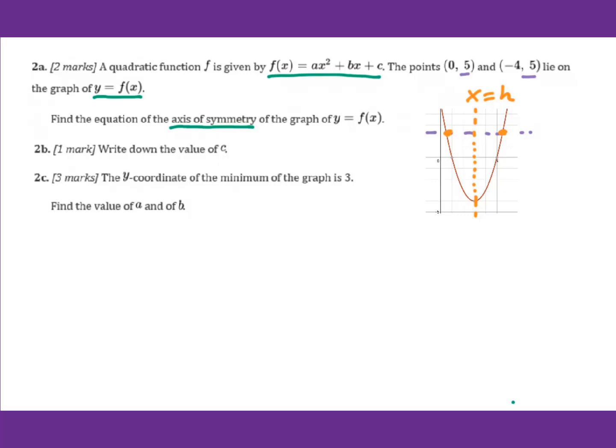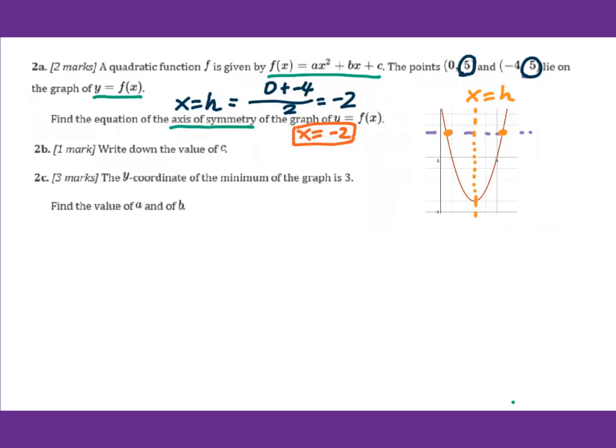Therefore, since these y coordinates are both 5, x equals h equals (0 plus negative 4) over 2 equals negative 2. Therefore, x equals negative 2 will be the axis of symmetry of the graph.